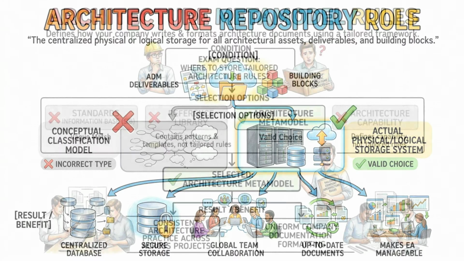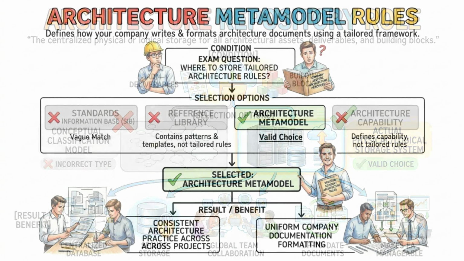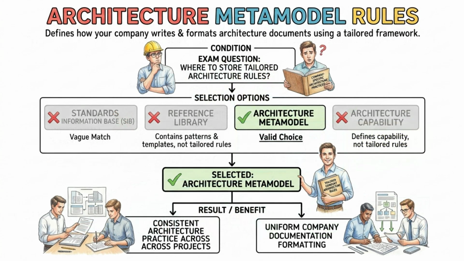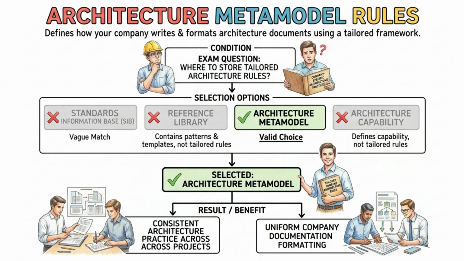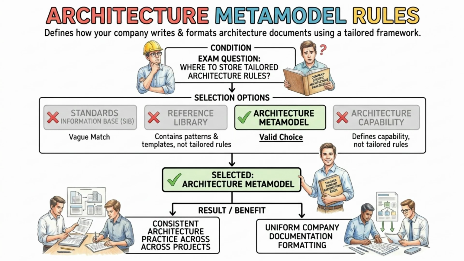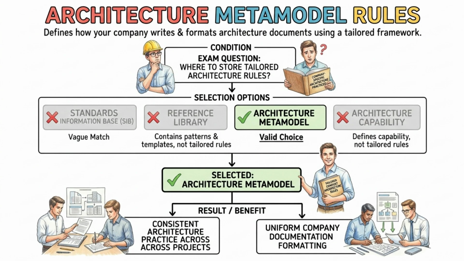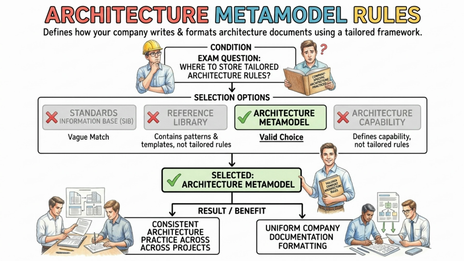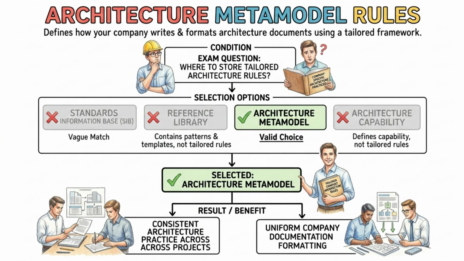The architecture repository is organized into several specific classes of information to keep data structured and accessible. One of these classes is the architecture metamodel, which describes the organizationally tailored application of an architecture framework, including its method for architecture development and a metamodel for architecture content. Essentially, it stores the rules and structures defining how your specific company writes and formats its architecture documents. Exam questions often ask where the customized rules for your architecture practice are stored, pointing directly to the metamodel.